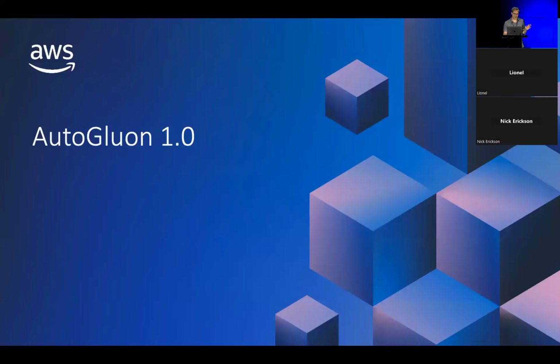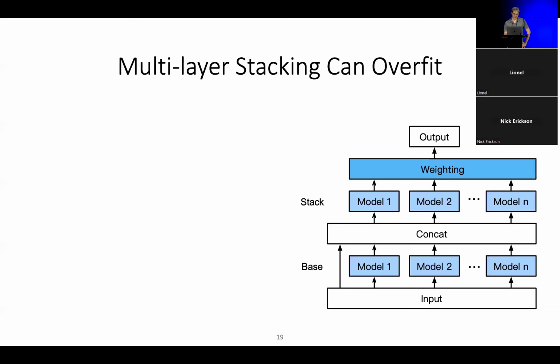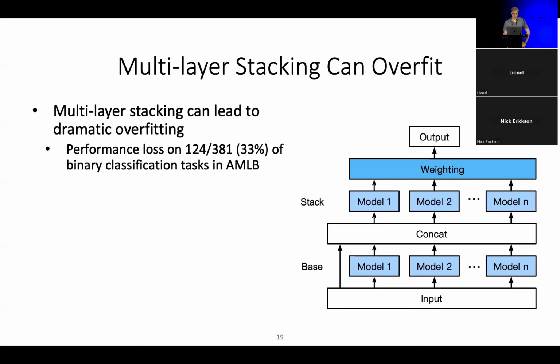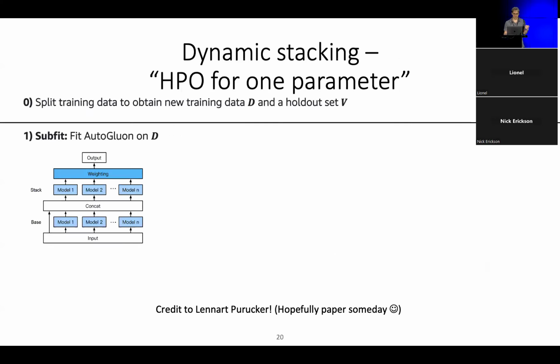So anyways, let's see. With AutoGluon 1.0, which was released in, I think it was October 2023, so basically last year, a little bit after the last AutoML conference, we had some pretty huge improvements, which I will cover. So first of all, multi-layer stack ensembling, which is the key ingredient to AutoGluon, can lead to dramatic overfitting in some scenarios. This is a very complicated topic. If you want to learn more about it, we talked about it more in last year's talk, so you can refer to that video.